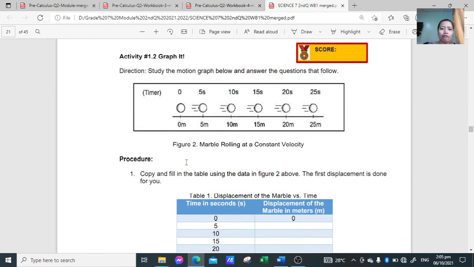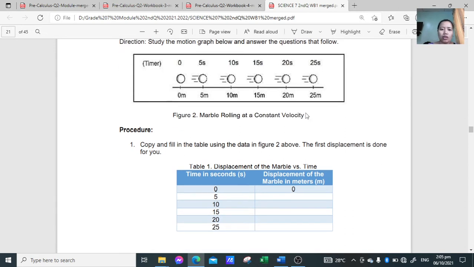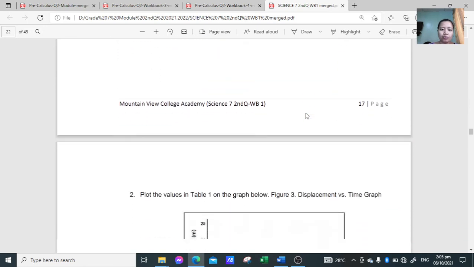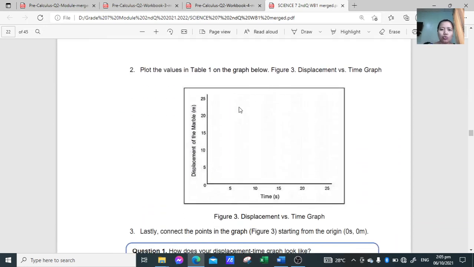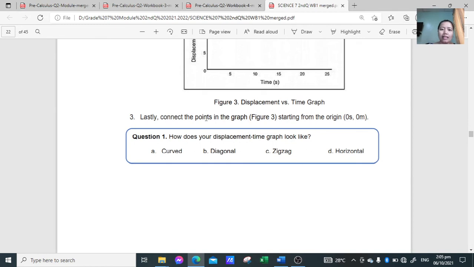Activity 1.2, graph. So study the motion graph below and answer the question that follows. So here is the procedure, and then based on the table, you are going to graph it in this figure number 3, displacement versus time graph. Then lastly, you will answer how does your displacement time graph look like. Is it A, B, C, or D?